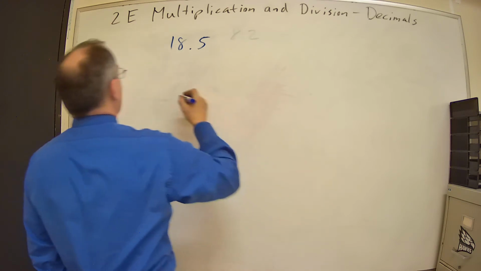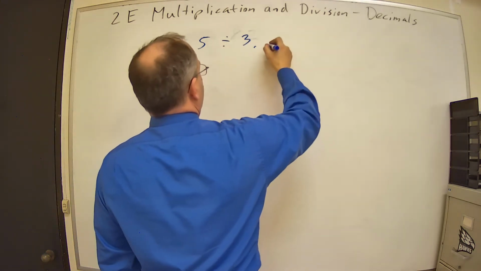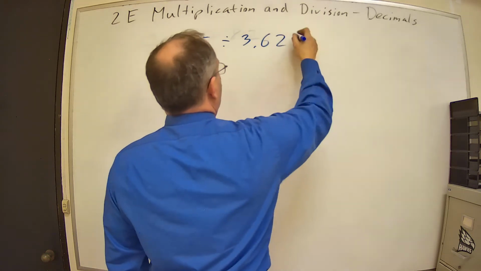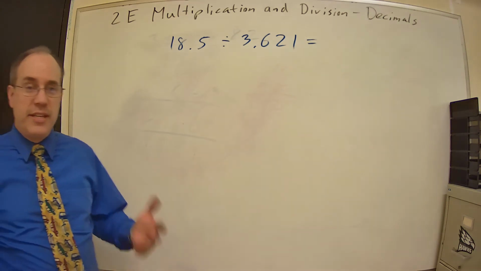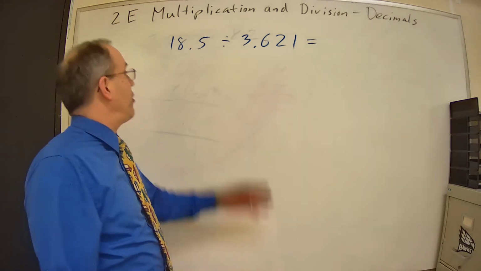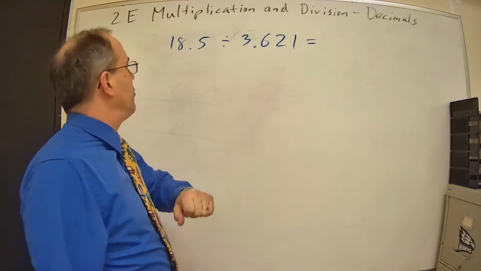18.5 divided by 3.621. So that's right, I'm just jumping in the deep end. Let's get some big number here and deal with it, right? 18.5 divided by 3.621. Why did I put division?